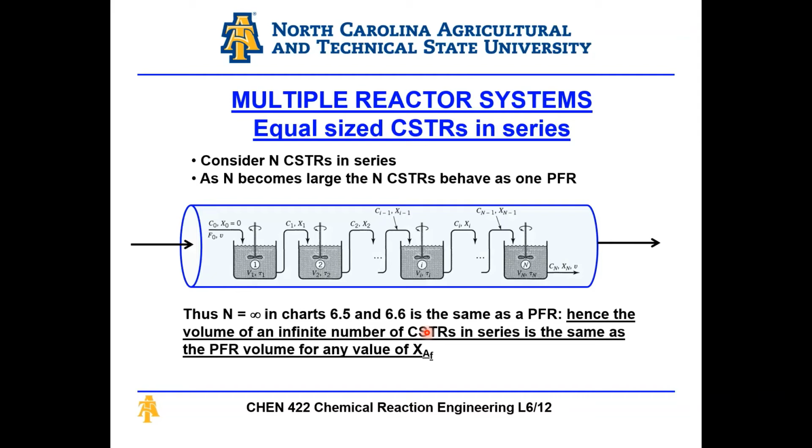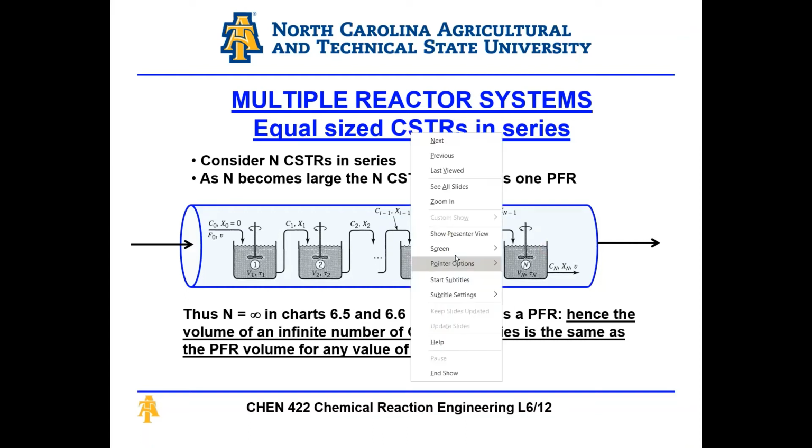Say I have 10 meter cubed. If I have one CSTR of 10 meter cubed and one PFR of 10 meter cubed, the PFR will perform significantly better. If I have two CSTRs, each of them 5 meter cubed, their performance will be closer to the 10 meter cubed PFR. If I have 10 CSTRs, each of them 1 meter cubed, their performance will be much closer to the PFR of 10 meter cubed. This is just something to understand.